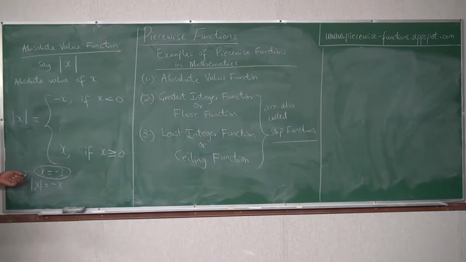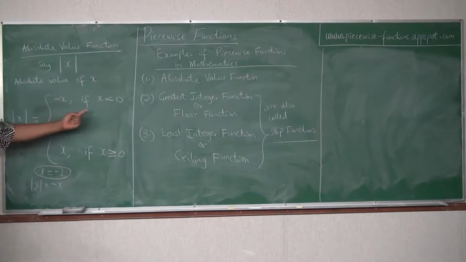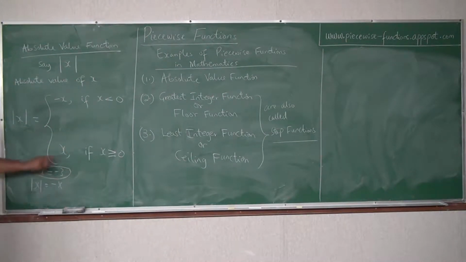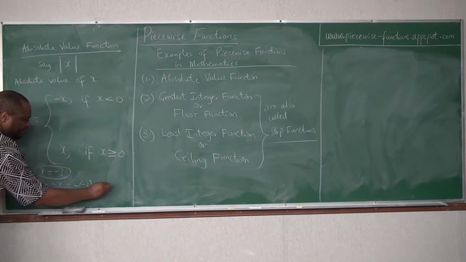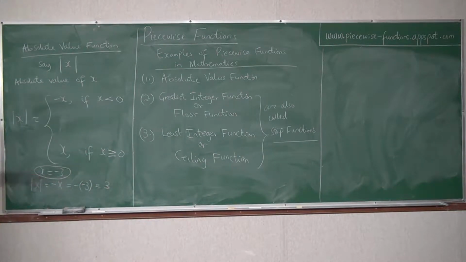So as you can see here, you use the function that has that domain for the value they gave you. You can't use it here. If you have negative 3, you use that the absolute value function is equal to negative x. And that will give us what? Negative of negative 3, and that gives us 3. Because the absolute value of negative 3 is still 3. So as you can see, that works.